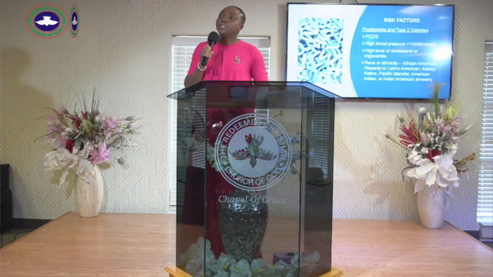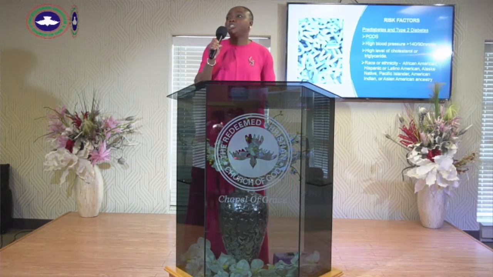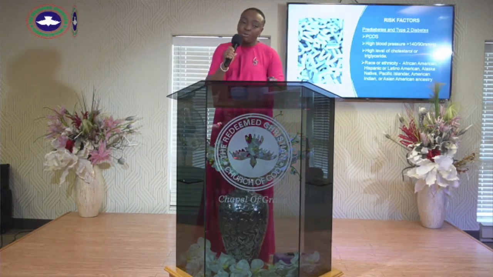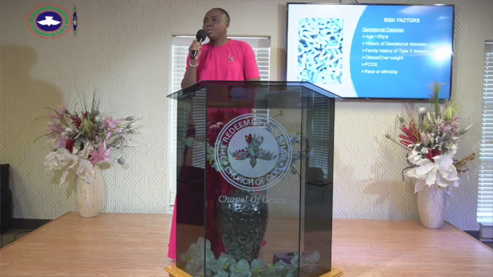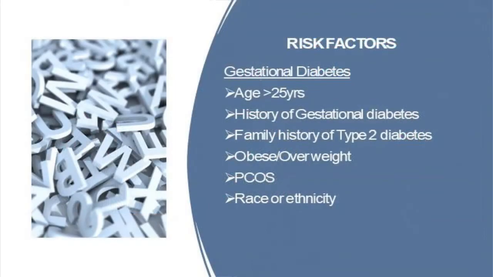Now, race or ethnicity for type 2: African Americans, Hispanic Latinos, and people of Asian American ancestry have been known to be predisposed to developing type 2 diabetes, unlike type 1, where in America the Caucasians are more susceptible. Now, for gestational diabetes, any woman above the age of 25 is at risk of getting gestational diabetes when she gets pregnant.